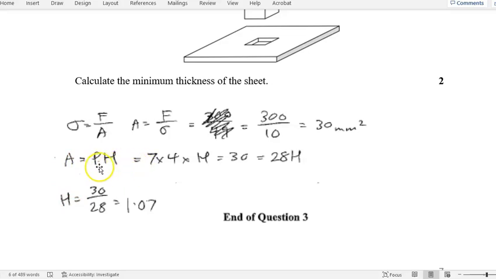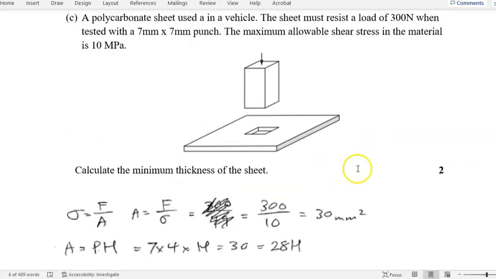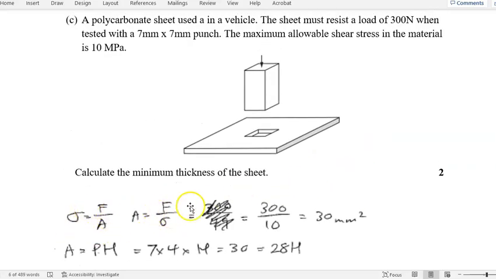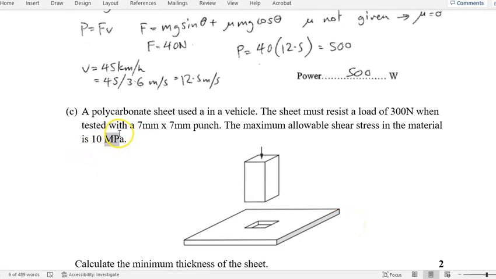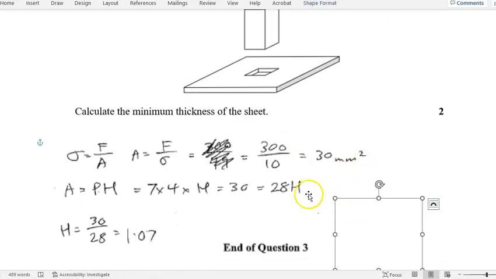So what is the area? I said the area is equal to 30 millimeters squared. That was pretty easy, right? Stress equals force over area. Therefore, area equals force over stress. 300 divided by 10 is 30 millimeters squared. We go together like megapascals and millimeters squared, right?